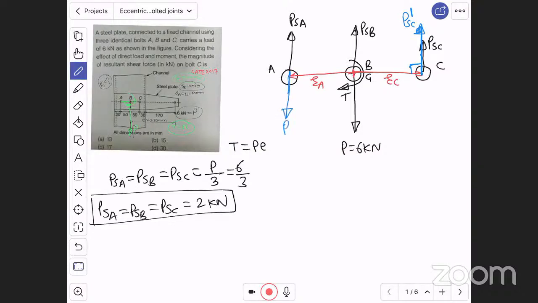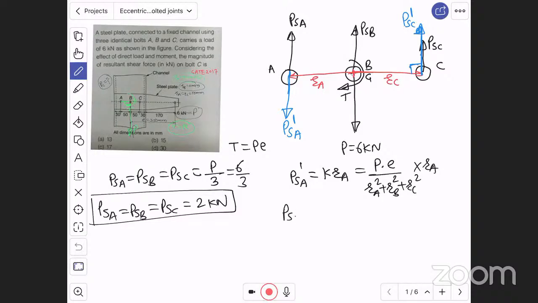Like this. This is PSA dash. Now see, PSA dash and PSC dash are creating anti-clockwise torque. Now, how to find secondary shear loads? If I want to find PSA dash, it is equal to K into RA. This formula we have derived, where K is nothing but P into E divided by RA square plus RB square plus RC square, into RA.